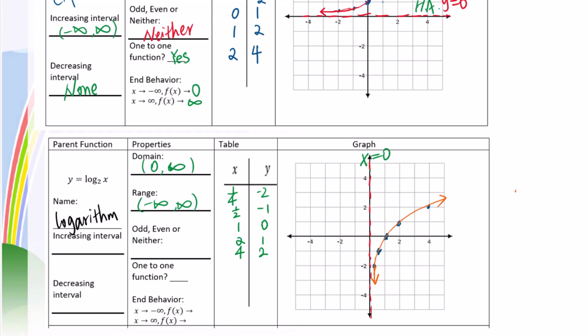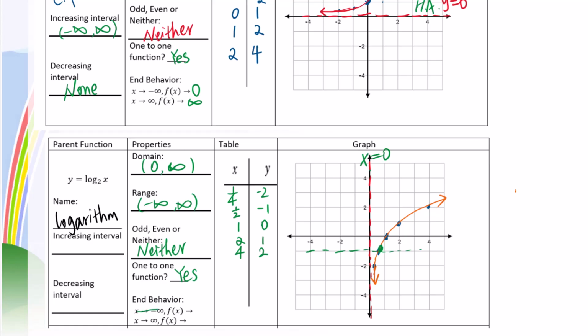Since the graph is not symmetric about the y-axis, and not symmetric about the origin, it's neither an even function nor an odd function. Let's draw any horizontal line. We only get one intersection. Yes, it is a one-to-one function.